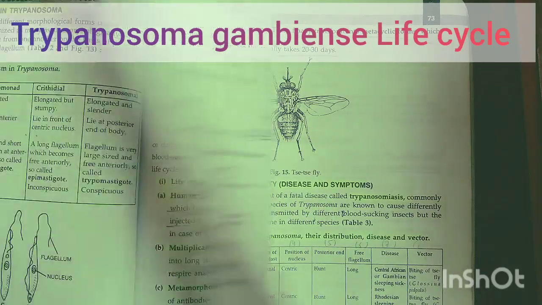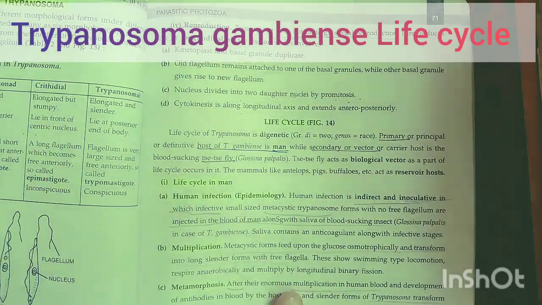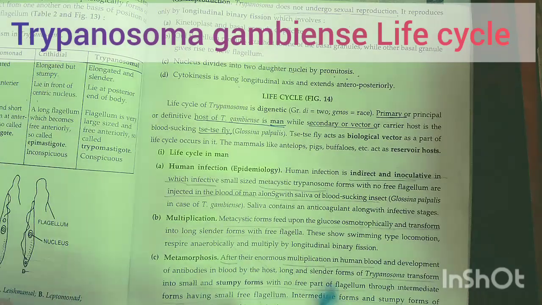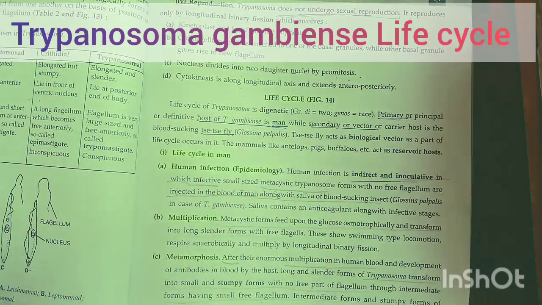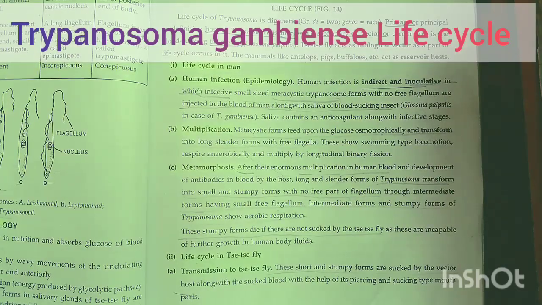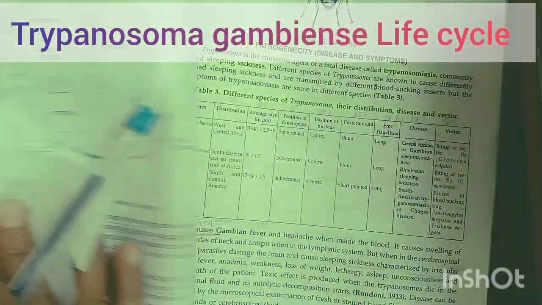We will see the life cycle. It is digenetic, that means it has two hosts. The primary host is man and the secondary host is the tsetse fly. First is human inoculation. We can see here, this is the life cycle.